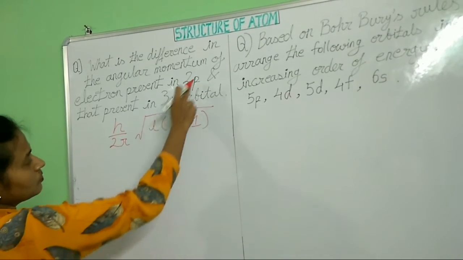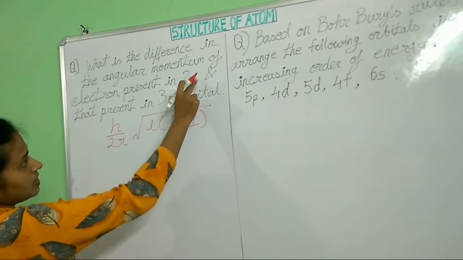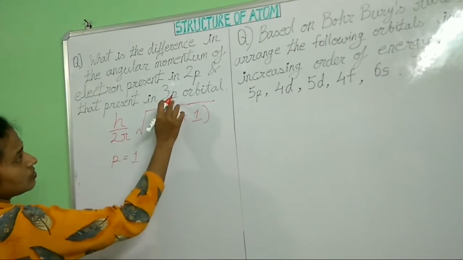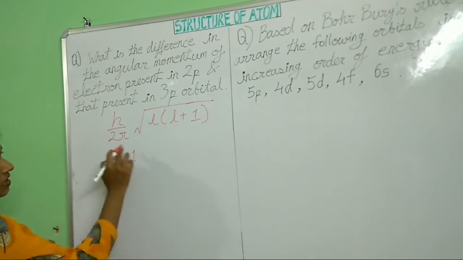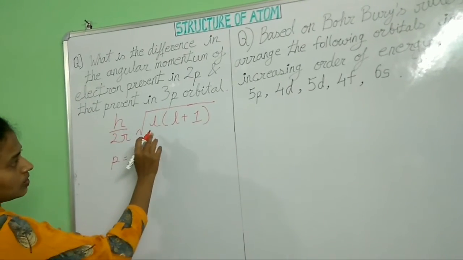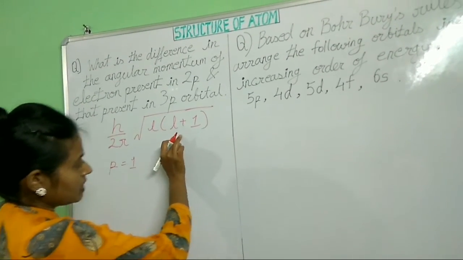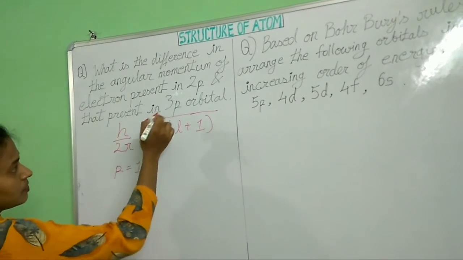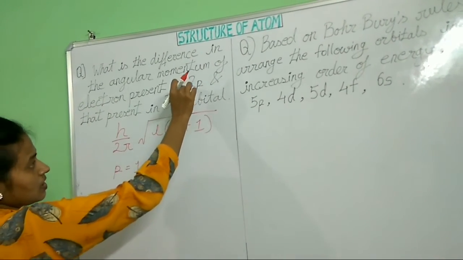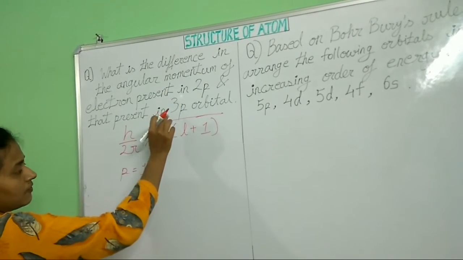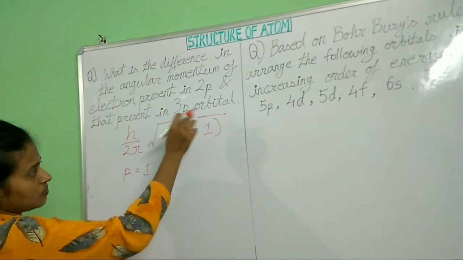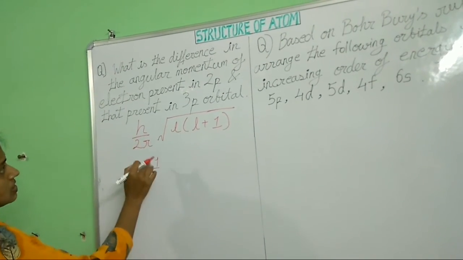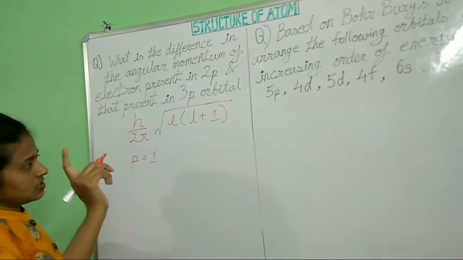So in both we can see there is p. The azimuthal quantum number for p is 1, for here also 1 and here also 1. And the angular momentum depends only on the azimuthal quantum number and not on the principal quantum number. So what is the principal quantum number here? For 2p it is 2, and for 3p the principal quantum number is 3. So in both cases the angular momentum is the same.